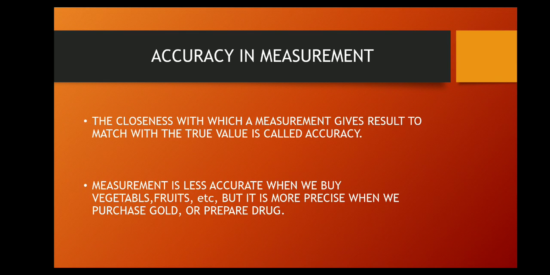What is known as accuracy in measurement? The closeness with which a measurement gives a result to match the true value is called accuracy. Measurement is less accurate when we buy vegetables, fruits, etc. But it is more precise when we purchase gold or prepare drugs.